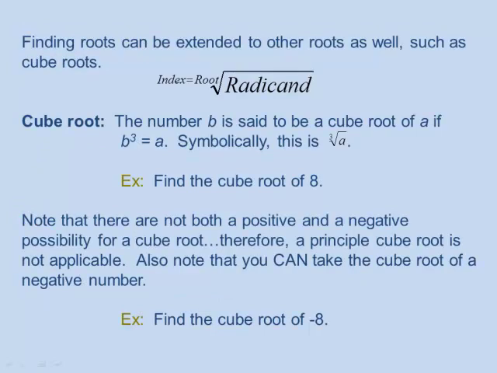So finding roots can be extended to other roots as well, such as cube roots. Let's talk a little bit of terminology here, so that when you're reading in your textbook or I'm speaking about certain terms and using the technical terms, we're all on the same page. When you're using any kind of root symbol, it doesn't have to be a square root, it can be any kind of root, whatever is written underneath the radical sign is referred to as the radicand. So for example, in the cube root problem that we're going to talk about next, our radicand is our a value.